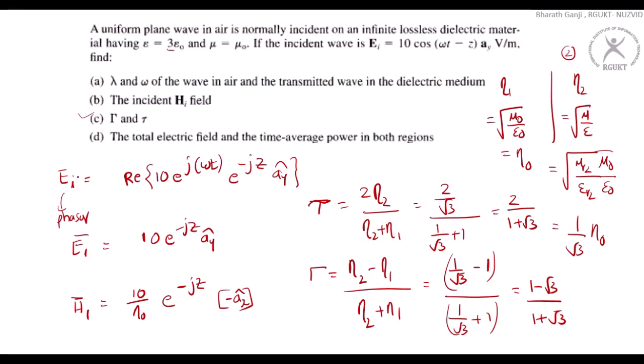So let me write the incident electric field. In order to calculate the total electric field and the time average, we need to calculate the fields in both regions, right? So let me rewrite these equations here so that we can be on track.